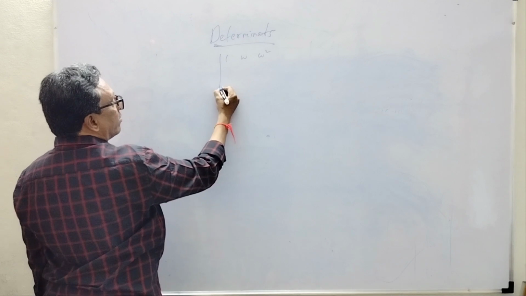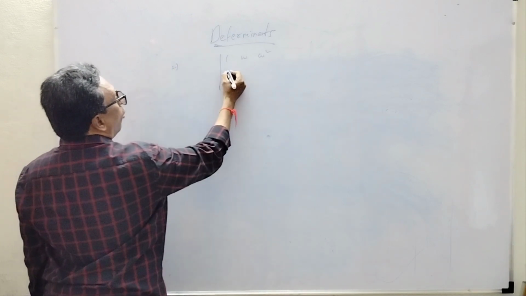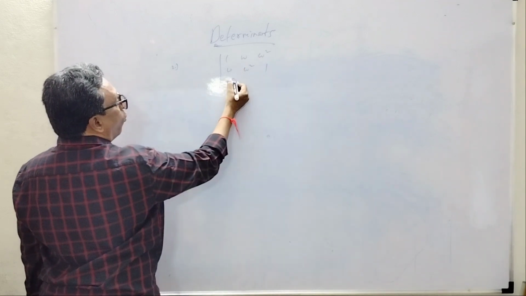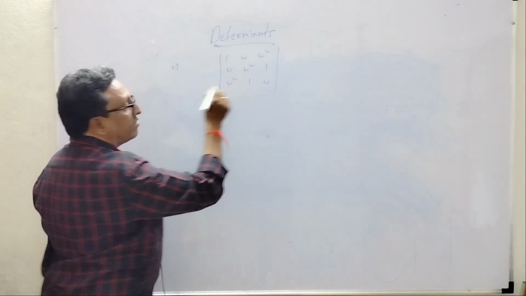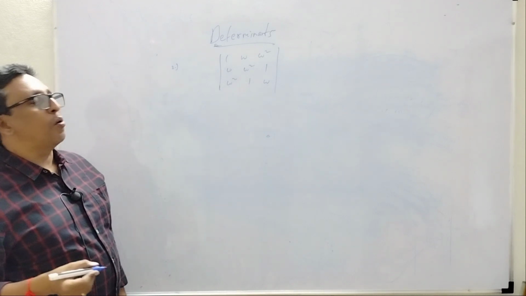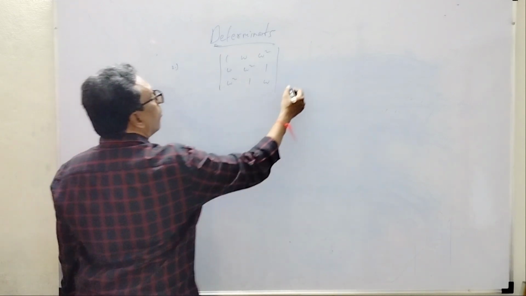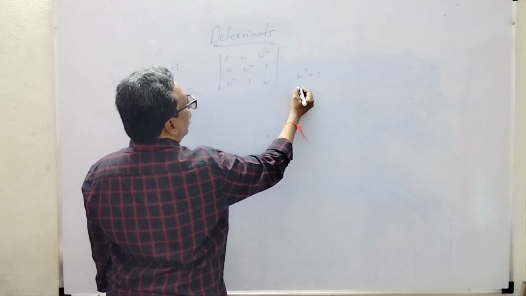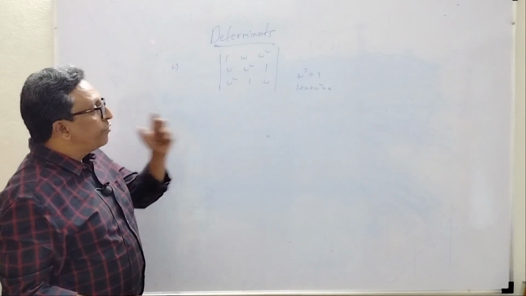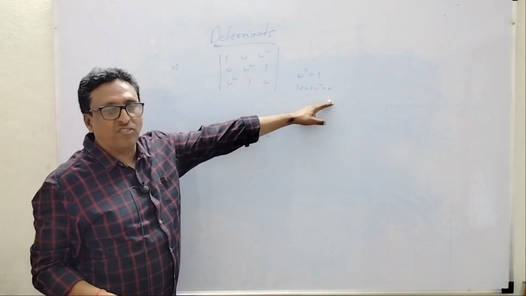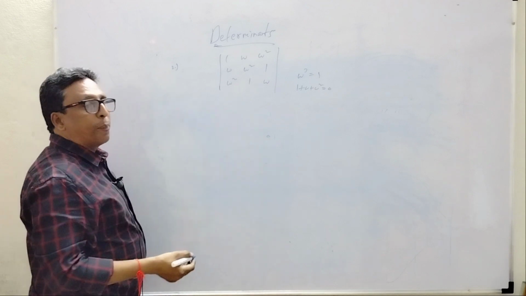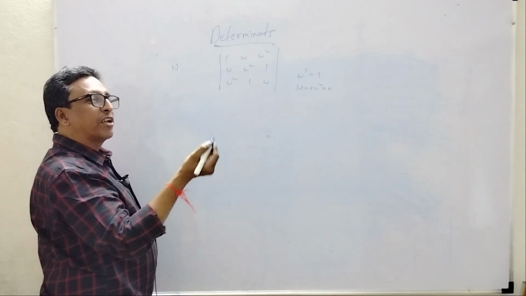Determinant of the second example: 1, omega square; 1, omega square, 1, omega. This omega is a complex number. We know the omega cube value is 1 and 1 plus omega plus omega square is 0. This is the sum of cube roots of unity, that is 0, and omega cube is 1. So I am using an operation on the determinant.